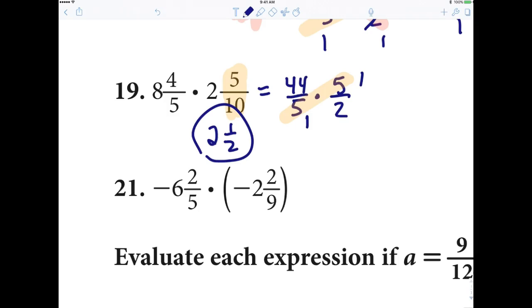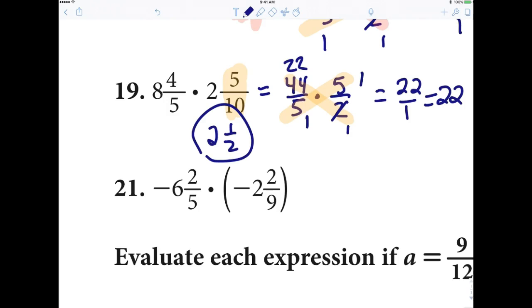Now, what else can I reduce, Colin? You can also reduce 44 and 2. What does 44 become? 22. Beautiful. And the 2 becomes a 1. So your final answer is 22 over 1, which we're just going to say is 22. Beautiful.